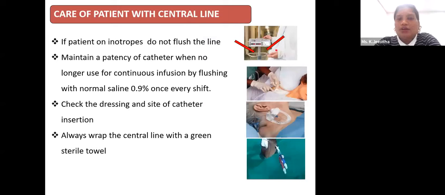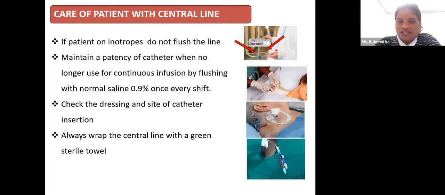And if the patient is on inotropes, do not flush the line. This is very, very important. Please, whenever the patient is on inotropes, do not flush that line. Because suddenly there will be an arrhythmia. There will be a chance, because you are flushing the line, that as per the requirement you may not administer, and maintain patency of the catheter.